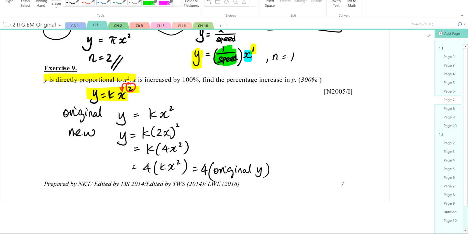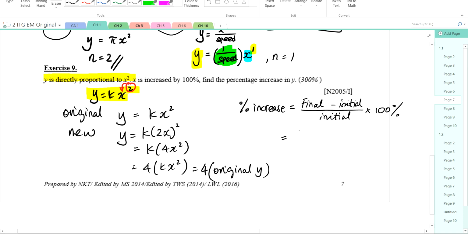So we say that the percentage increase. Okay, revision. Percentage increase. What is the formula? What's the formula for percentage increase? Yeah, final minus initial, divided by initial, times 100%. Okay, so final we have 4y, right, with the original y.